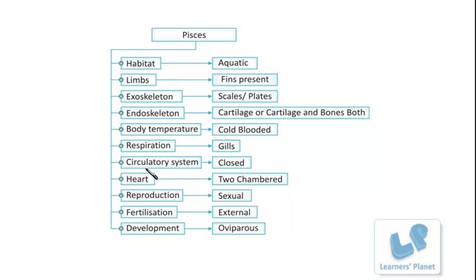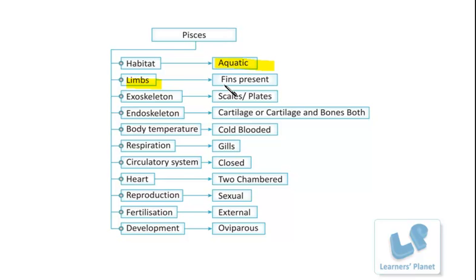So here is the flowchart which is summarizing the important features of the group Pisces. Habitat, as I have already said, these organisms are aquatic. The next point is that the limbs are present. See, these limbs are not exactly present in the way they are in the higher vertebrates, right? Over there the limbs are developed appendages, structures made up of bones and supported by the muscles, right? But that is a peculiar feature in the case of tetrapods, right?